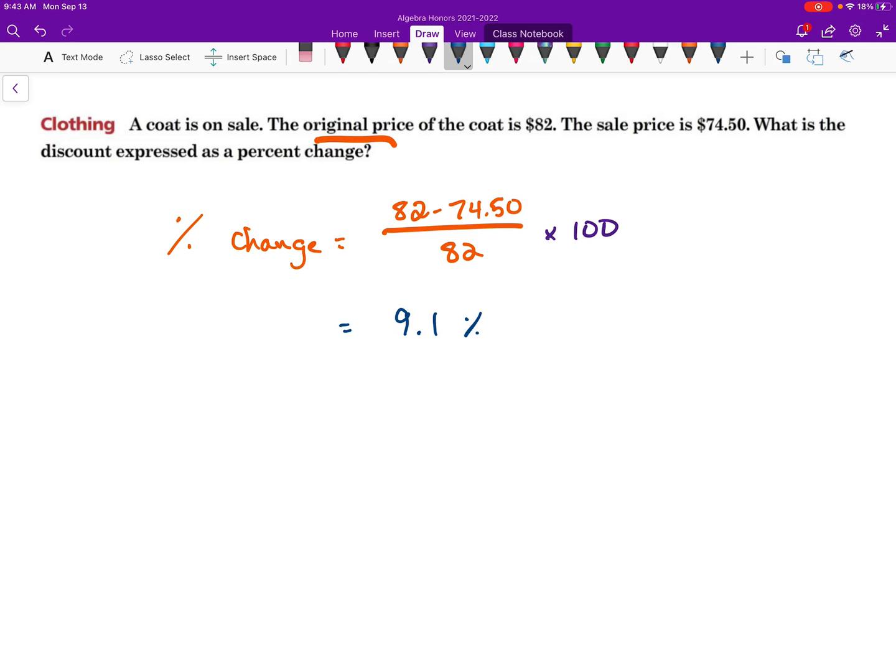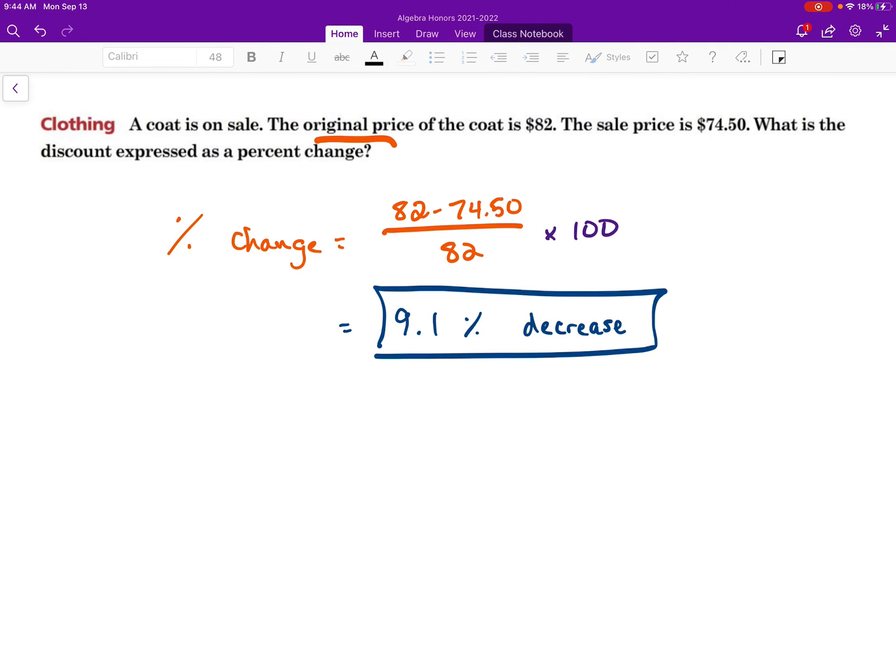Now we also want to express it as either an increase or a decrease. Since this is a sale, that means that we have our original price, and our original price got smaller. So the price got cheaper. So it's going to be a percent decrease, meaning that value went down by 9%. Okay, so that's how we find our percent of change. We just subtract the two numbers, then divide by whatever our original price is.